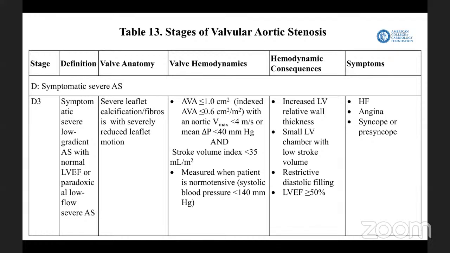And it's usually measured when the patient is normotensive, with systolic blood pressure less than 140 millimeters of mercury. In terms of hemodynamic consequences, they tend to have increased LV relative wall thickness. That's why the ventricle is unable to accommodate a large stroke volume. And with this small LV chamber, they tend to have low stroke volume and restrictive diastolic filling. That's why they have a low flow state and low gradient.